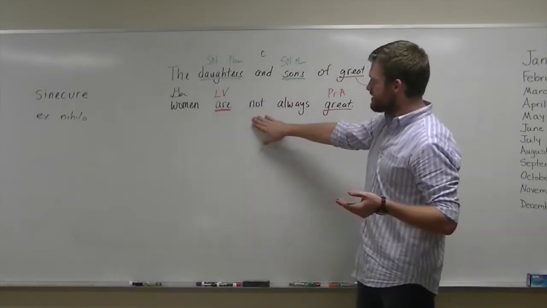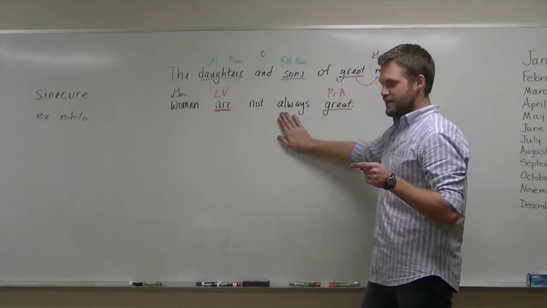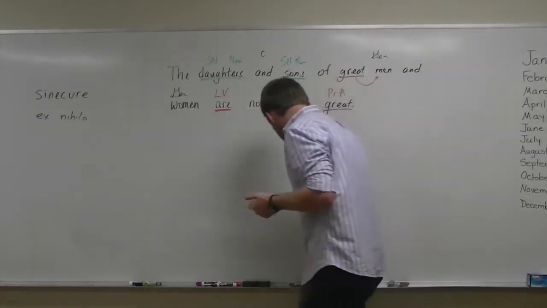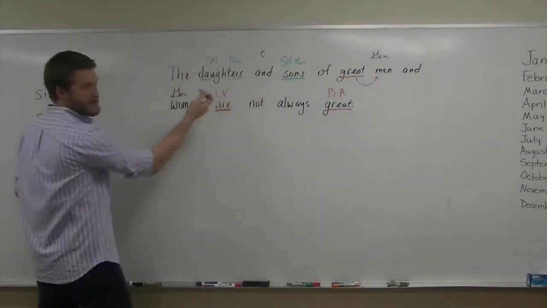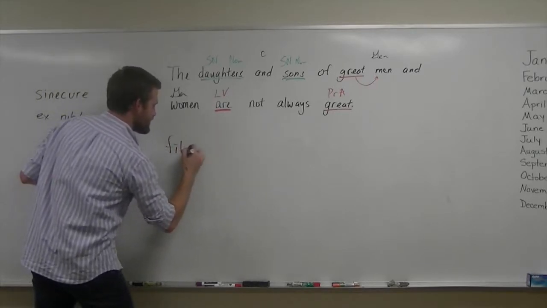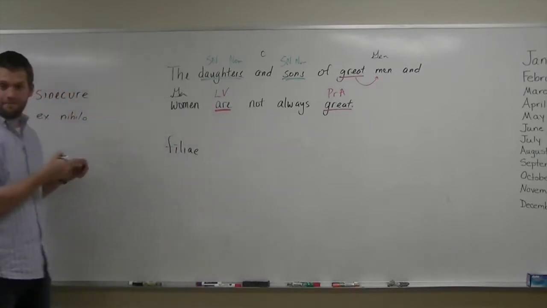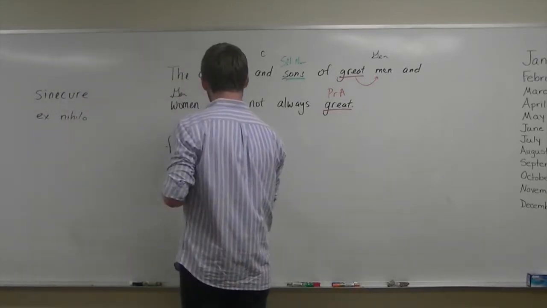Oh, and then not. What part of speech is not? Adverb. And always? Adverb. Good. Not and always both adverbs. Okay. So daughters as a nominative plural, maybe filiae. I don't know how to say that though. How do you say the A? Filii. So filiae et filii.